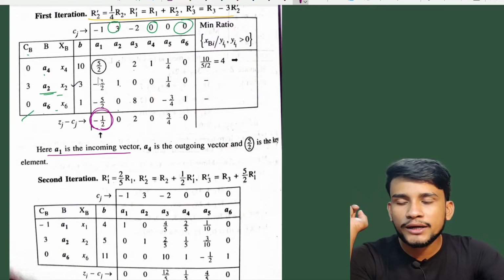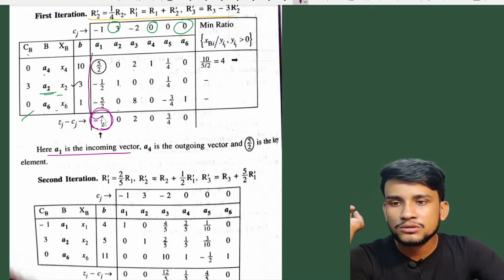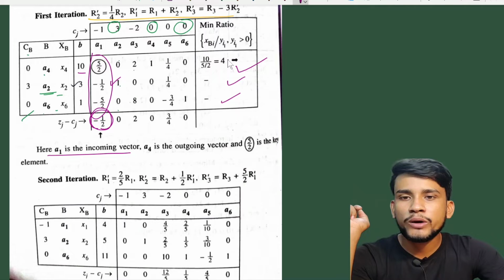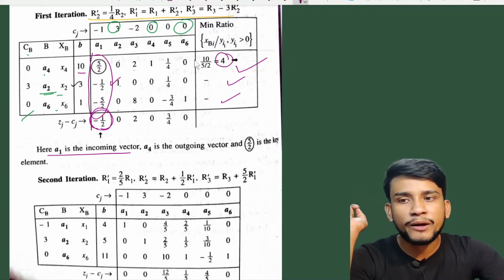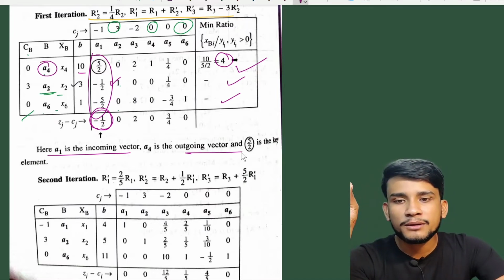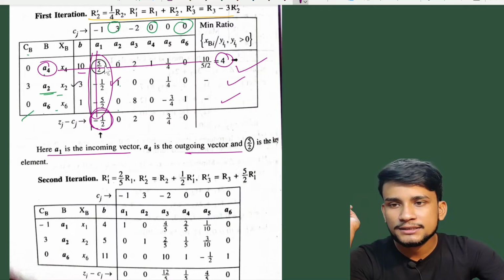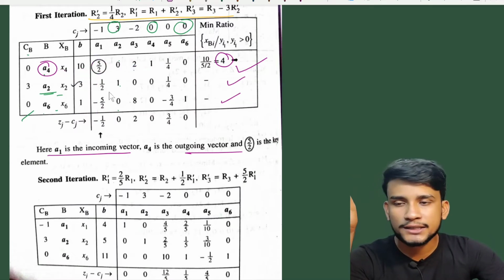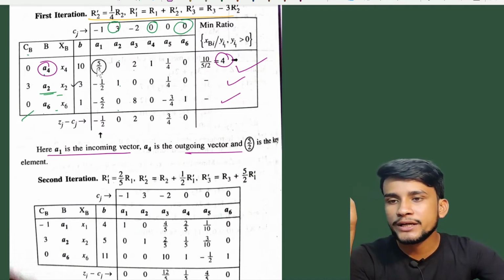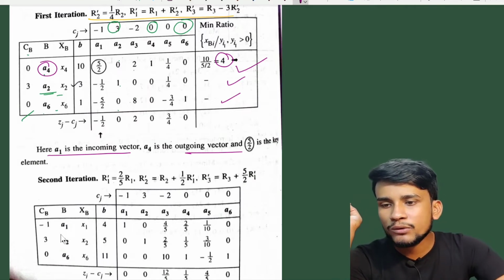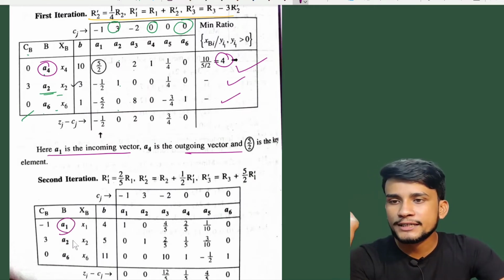Now we calculate the minimum ratio corresponding to this column, that is 10 by 5 by 2, which gives 4, and since these are negative, we avoid these two. So only one is the departing vector from the basis, that is a4, the outgoing vector from the basis, and this is the key element. The intersection of these two lines gives the key element. Therefore a1 is incoming, so we write a1 instead of a4 in the basis vector in the next table.